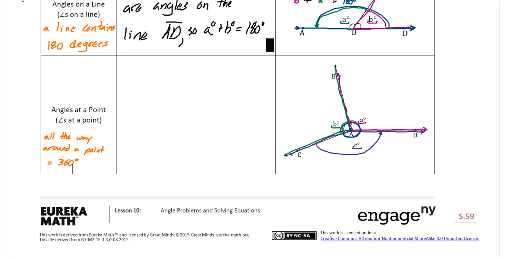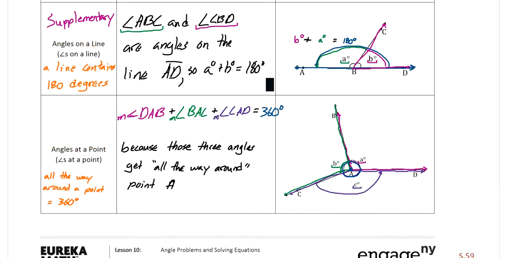So what can we say out of that? Let's see, I gotta switch up some colors here. So the measure, that's what the little m stands for here, measure of angle DAB plus the measure of angle BAC plus the measure of angle CAD equals 360 degrees because those three angles go all the way around point A.